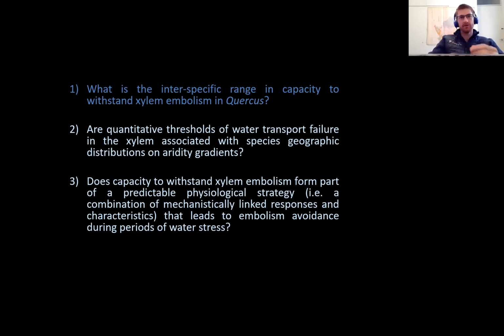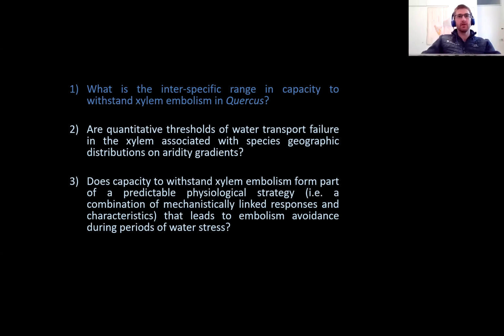But again, my interest is more in diversity. I'm interested in exploring the variation of these physiological tolerance metrics in different species, and this is where I started researching all of the oaks of California and a couple of the oaks of Western North America. Really the research was driven by this question: what is the interspecific range and capacity to withstand embolism in Quercus? I wanted to explore this question in more detail, and then the other two questions deal with very specific predictions from this embolism avoidance hypothesis.